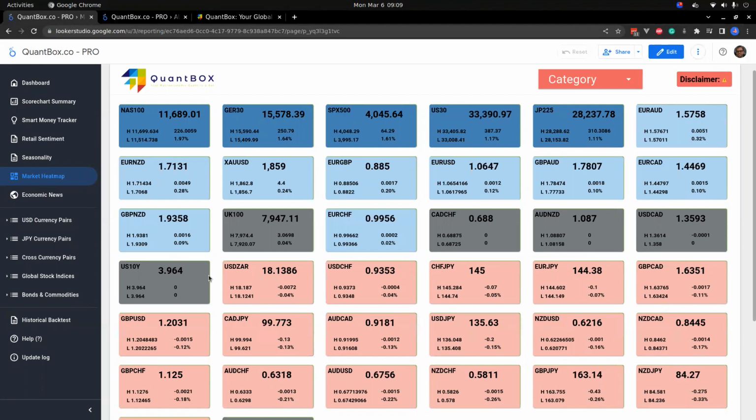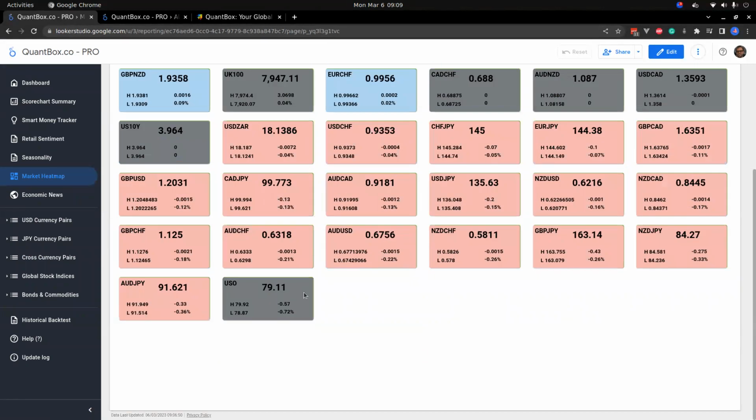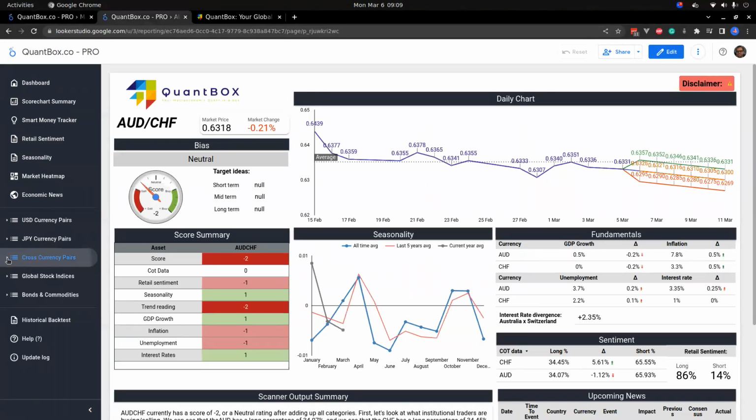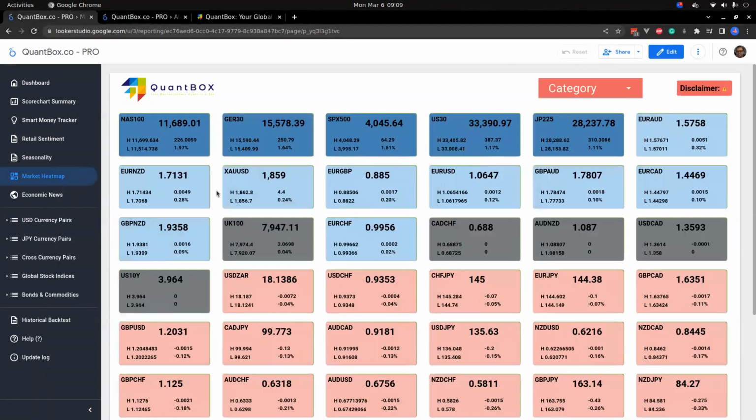We've been using this in the past. We've had a look at the top pairs and the bottom pairs and then matched it up with a fundamental bias on the right-hand side over here. First of all, your indices are up, so you're thinking risk on right now. Euro Aussie, for example, is one of the gainers.